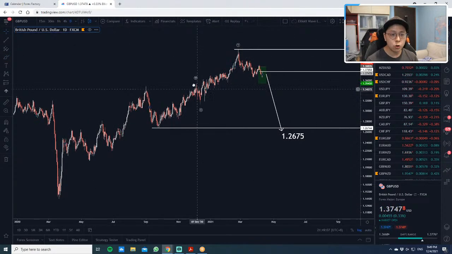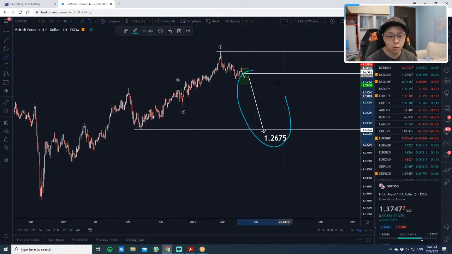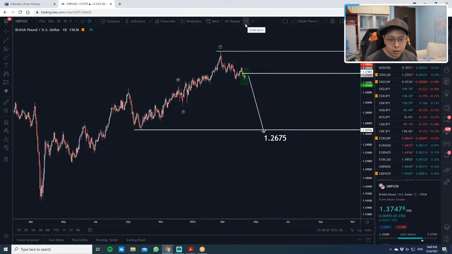For those of you who are keen on pound dollar, the downside bias is still there. Potentially the target I'm looking out for is around 1.2675. Massive room to the downside, right? So look out for any sell opportunity, and that's your trade to take it down. So that's on pound dollar.